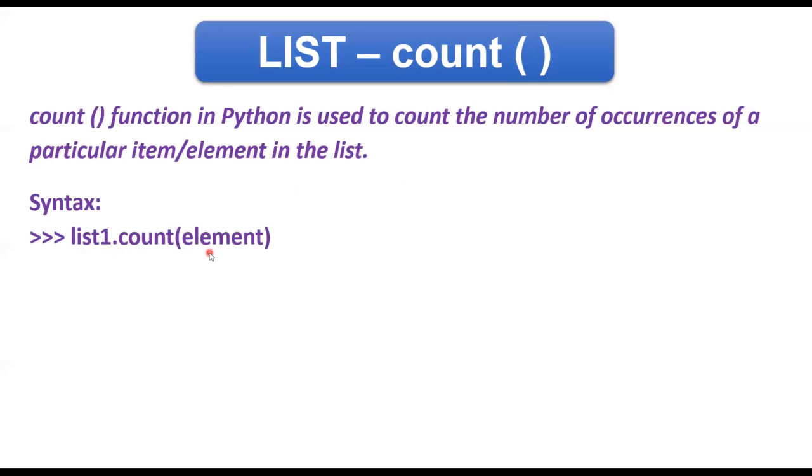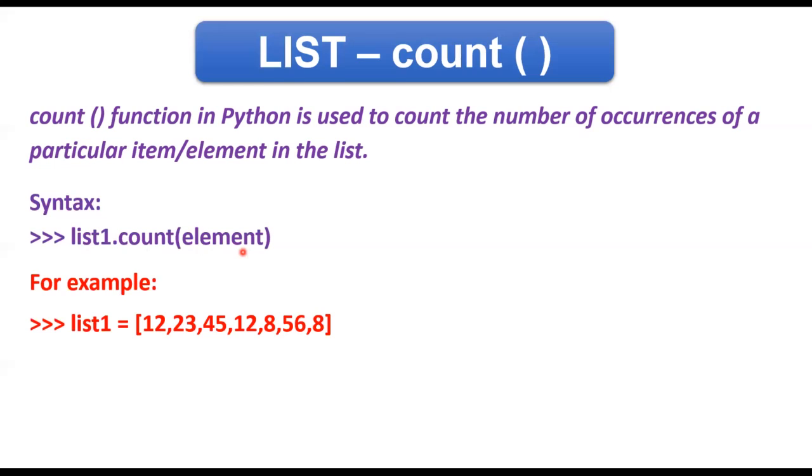list1.count(element). list1 is my variable name, that means the list in which I am going to look for a particular element. Count method, and inside the count method I am passing element as an argument, the element whose occurrences I am going to count.